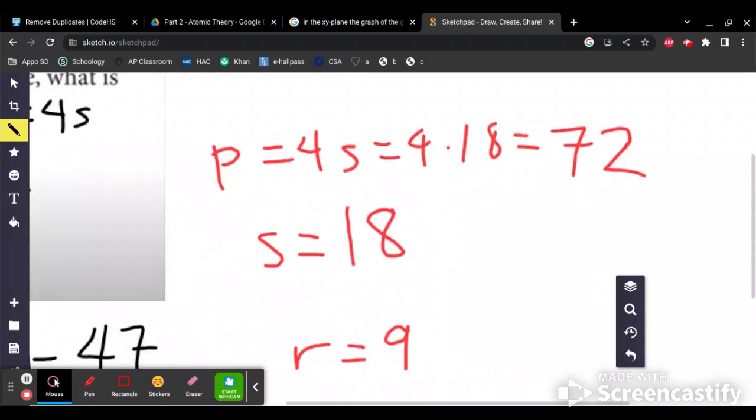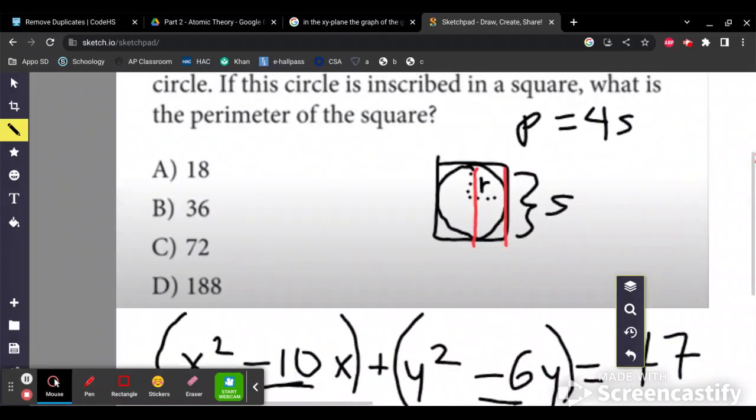And alright, so your answer here should just be C. I hope that makes sense.